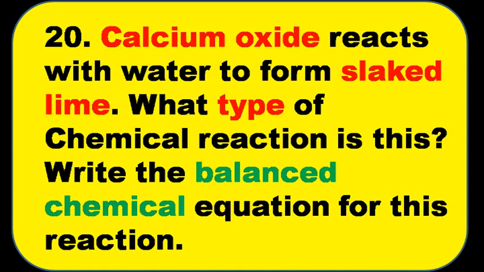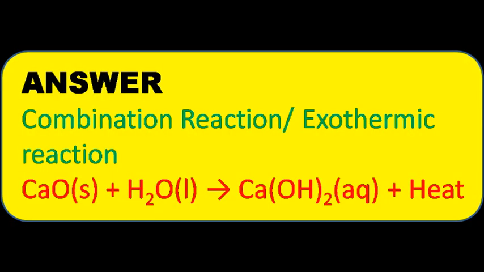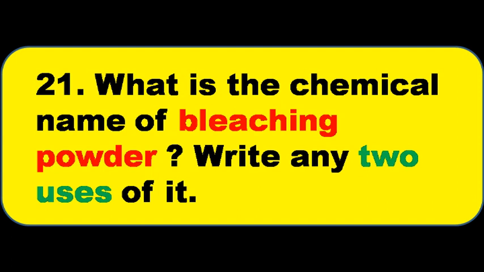Calcium oxide reacts with water to form slaked lime. What type of chemical reaction is this? Write the balanced chemical equation for this reaction. This is a combination reaction or exothermic reaction. CaO plus H2O gives Ca(OH)2 plus heat.